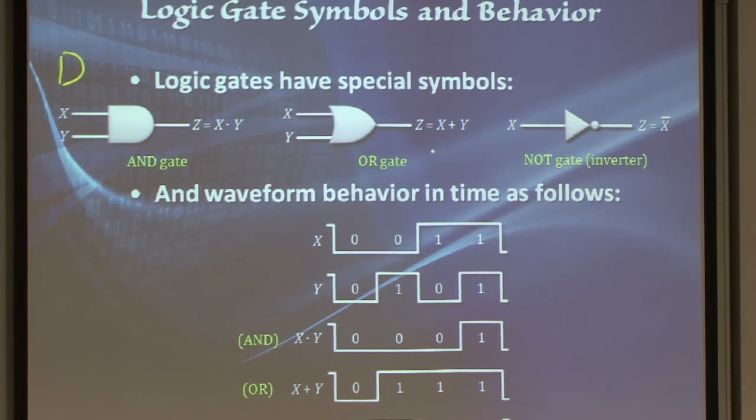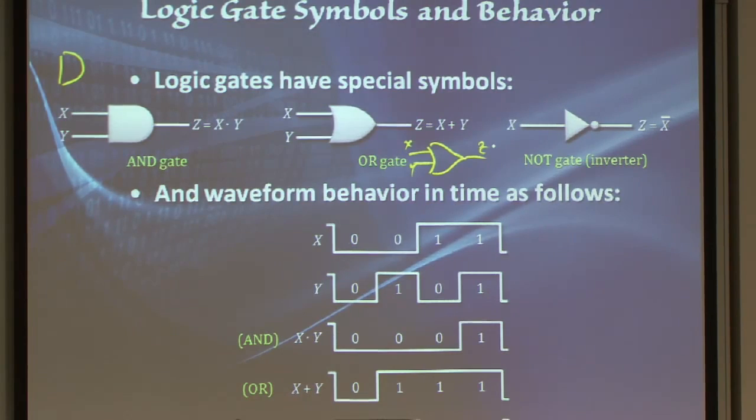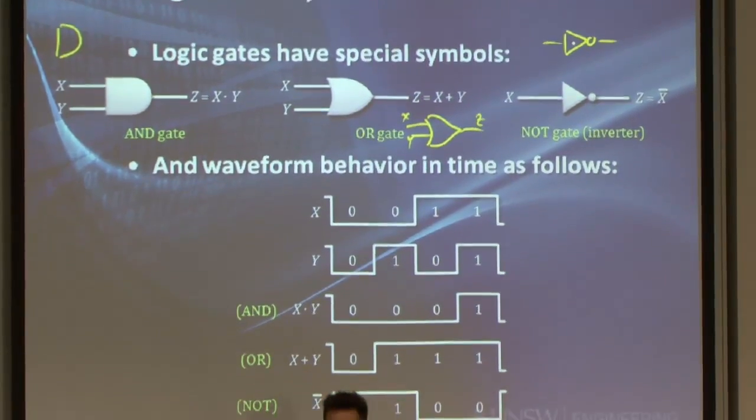Similarly, there's the OR gate, which I always mess up. For 2 inputs, x and y, it will output x OR y. And then we have the NOT gate, usually called an inverter, that, as we said, takes only 1 input and outputs the complement of this input. And that's an easy one to draw. I think the trickiest one is the OR gate that I always get wrong.